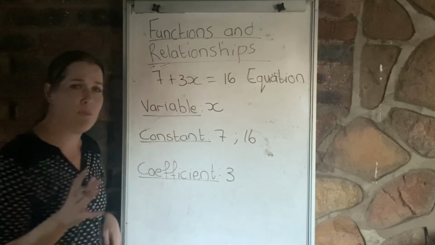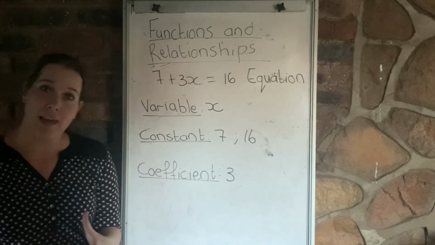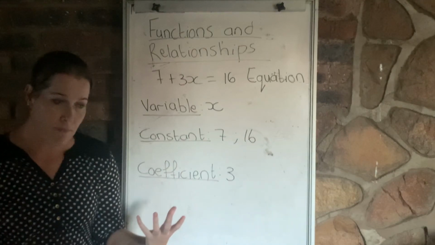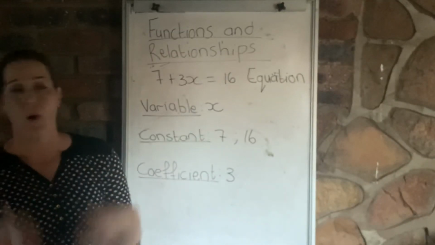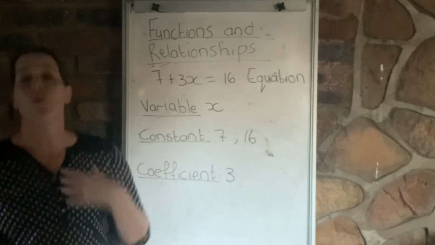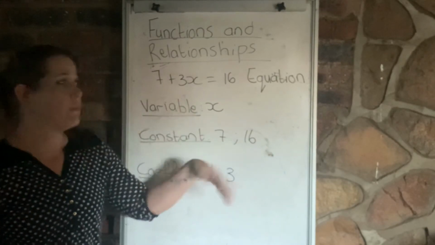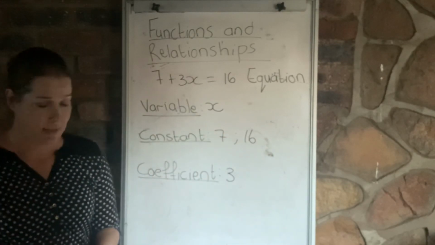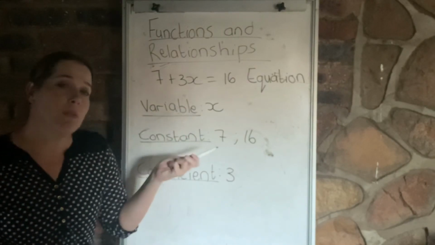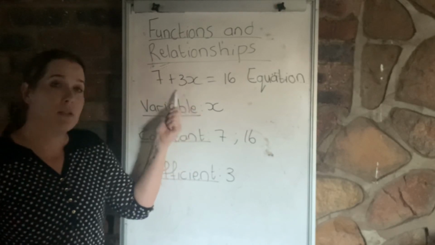So let's just recap on that. A variable is something that changes value depending on the sum. It is a letter, x, y, z, and so forth. A constant is something that will always be true. So in this case, 7 will always be worth 7 and 16 will always be worth 16. A coefficient is the number that's multiplied with our variable. So in other words, the one that is attached to your variable.